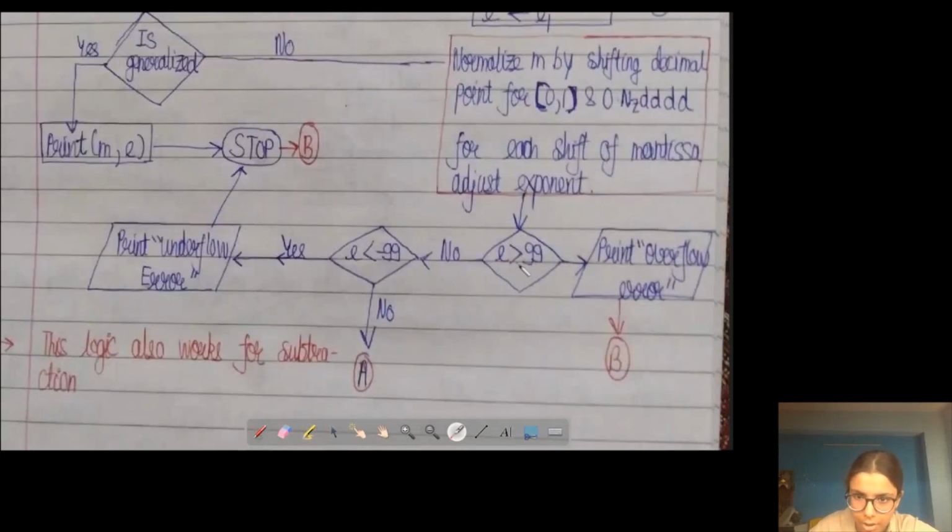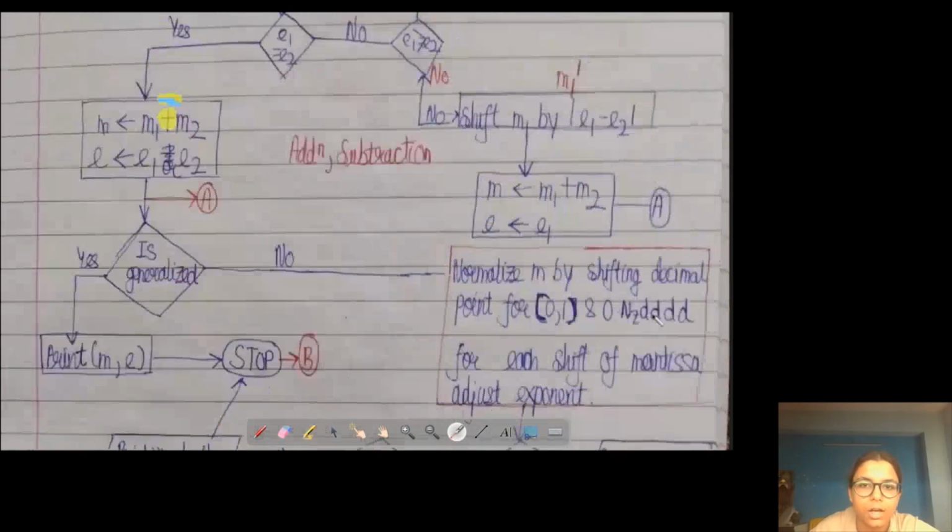Now, if the E is greater than 99, we have to print the overflow error. If the E is less than minus 99, then we just have to print underflow error. With this, we will just get the answers, and this is how we would do the subtraction part of the question.